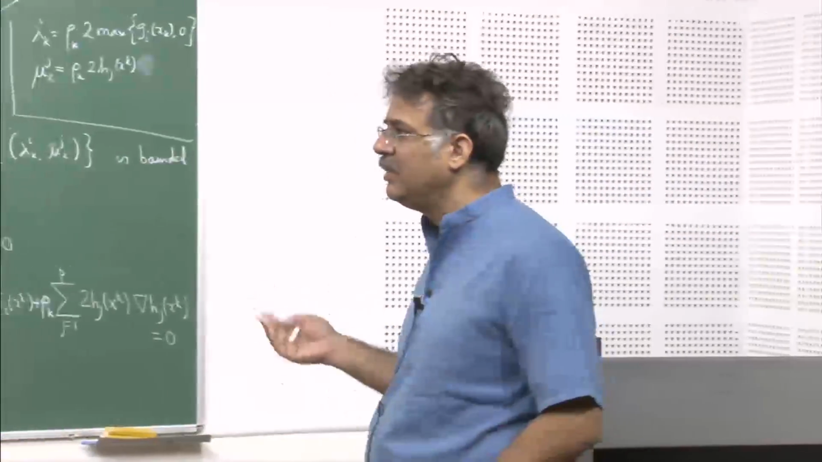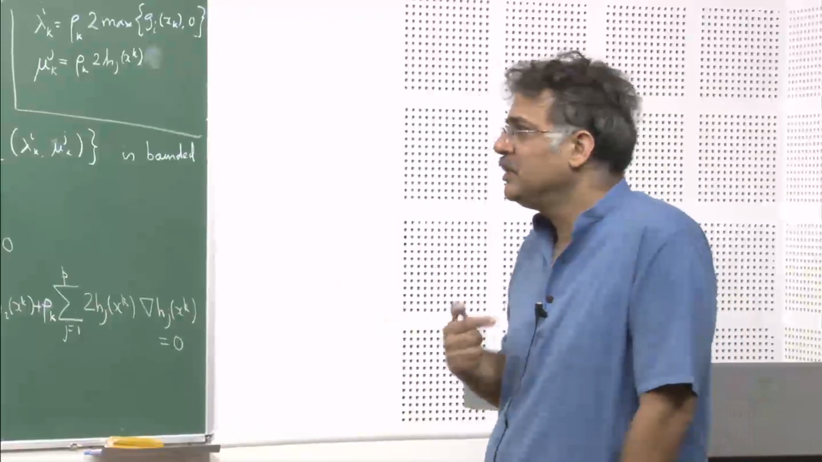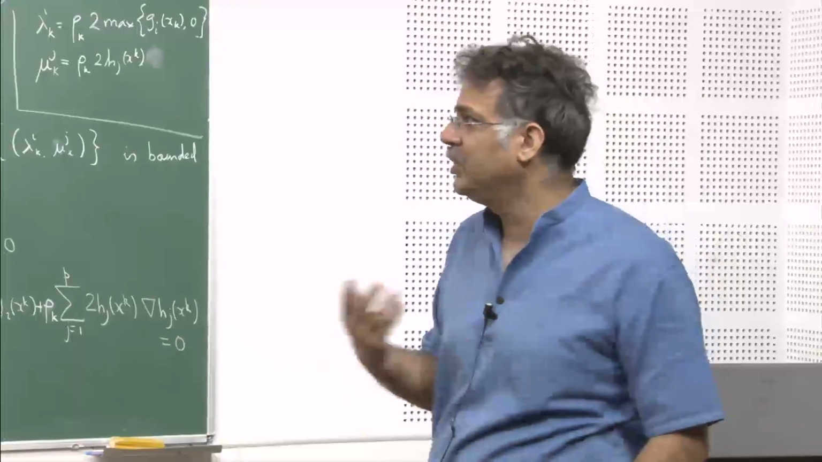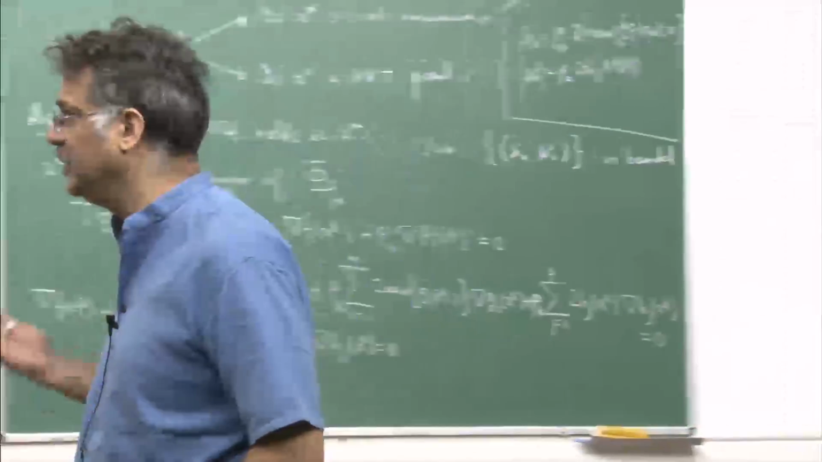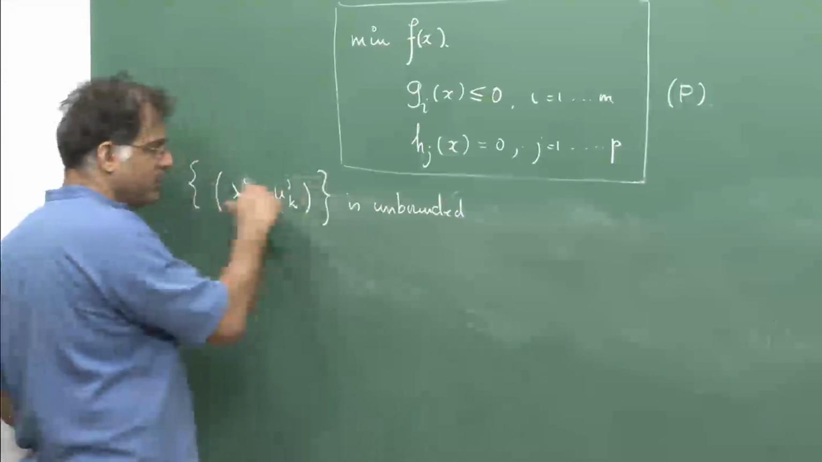Because if a sequence is bounded, then every subsequence is bounded, right. If one of the subsequences is unbounded, then the sequence cannot be bounded. Just P implies Q and negation of Q implies negation of P. That's what we have applied to conclude that if this is unbounded, there is a subsequence here which is unbounded.